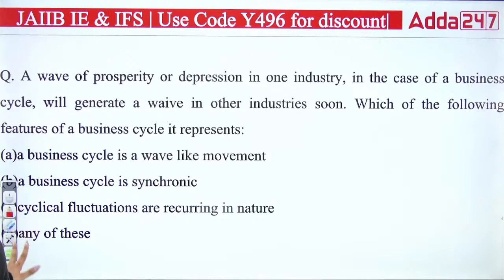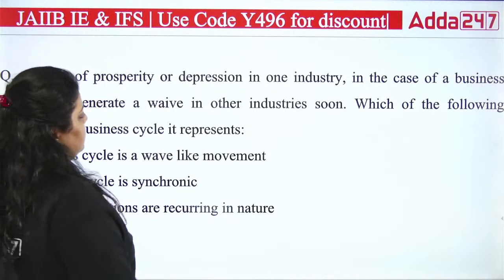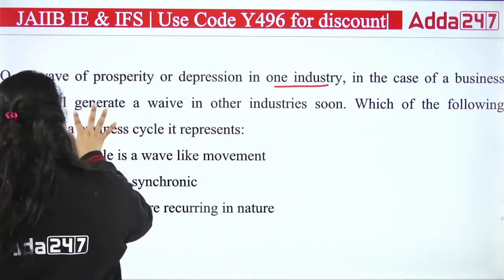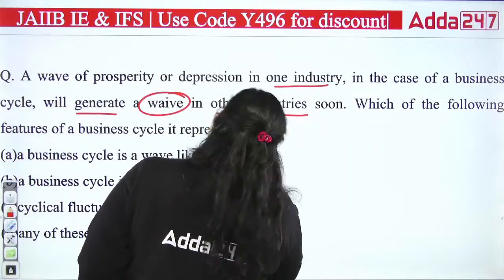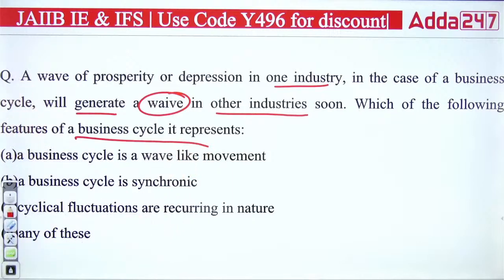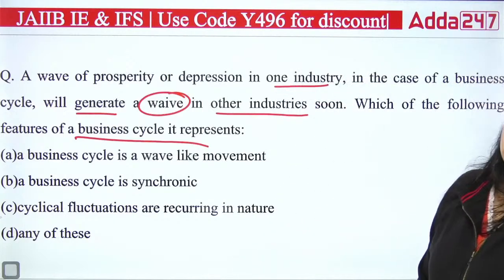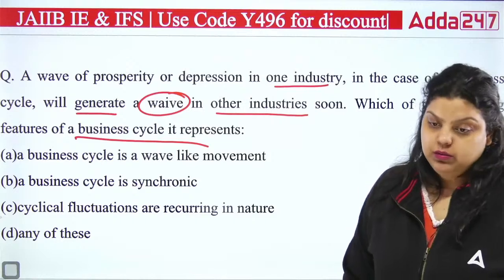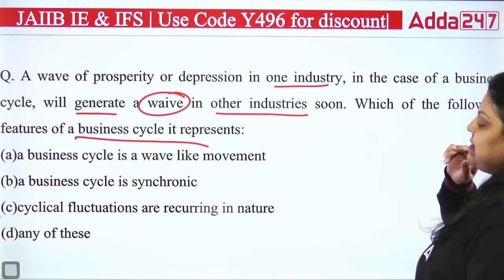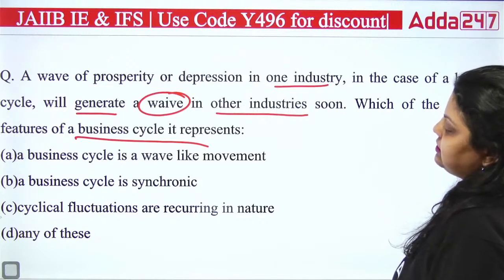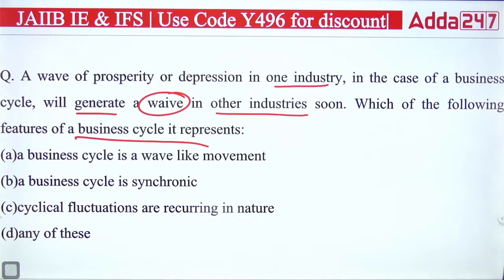Next, we have a wave of prosperity or depression in one industry. In the case of business cycle, it will generate a wave in other industries soon. Which of the following features of business cycle does it represent? So I have told you now, if one particular industry is facing recession, the whole industry has to face the recession because its impact is very pervasive. Its impact is very big. That's why. So is it that business cycle is a wave-like movement? Is a business cycle synchronic? Cyclical fluctuations are recurring in nature or any of these? Which of the following is correct? A, B, C or D?